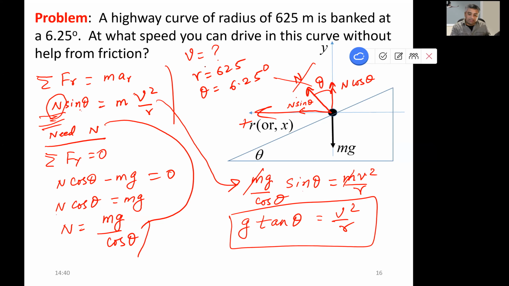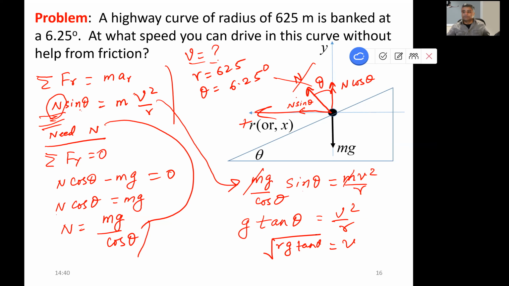So in this case, we are looking for v, which means you bring this r here and take the square root, right? So v is going to be just square root of r g tangent theta. What if you want theta? You can still get theta from here. Solve for theta, move g to the other side, okay? I think that's another problem we have, right? So I'll let you finish this first.